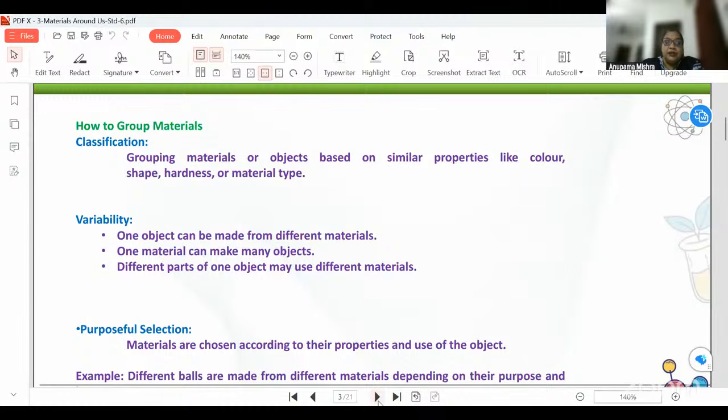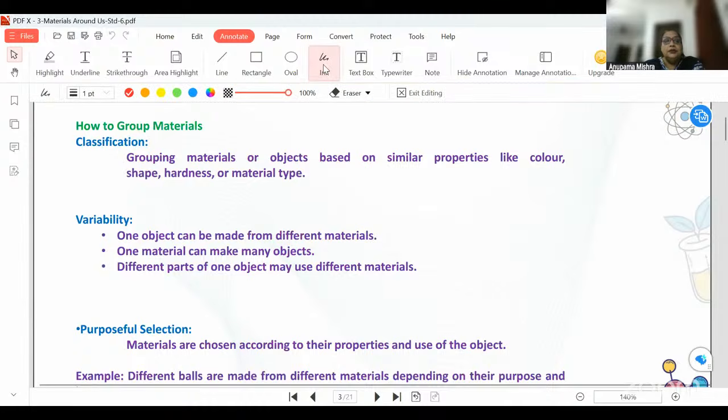So generally we group the materials in different ways. That is classification. So how to group the materials? First comes classification. Grouping materials or objects is based on similar properties like color, shape, hardness, or the material type. What is variability? One object can be made from different materials.